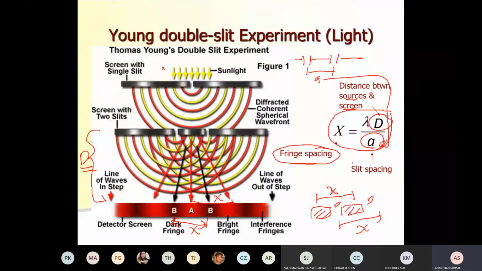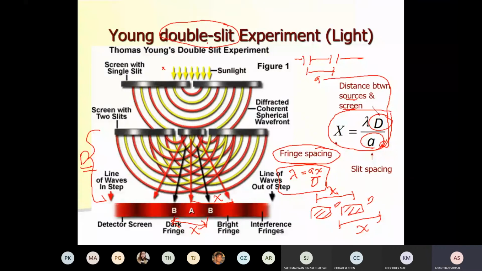Okay. So the derivation of this you don't need to know. Lambda equals AX over D. If I want to rearrange it back, rearrange it back. Okay. So what is the purpose of the double slit experiment for us?